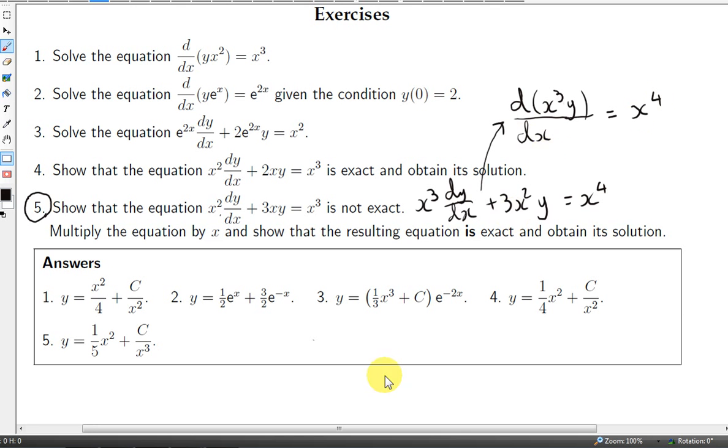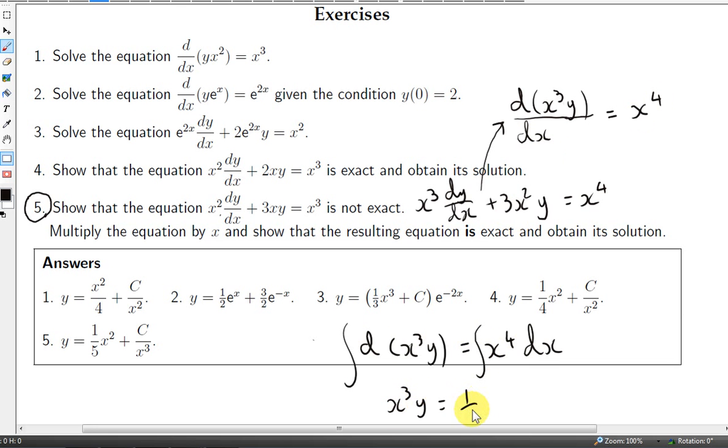Let's just quickly solve this. I'll just write it down here. We have d of x cubed y equals x to the 4 times dx. So we integrate both sides. So we get x cubed y equals 1/5 x to the 5 plus a constant. Finally, we divide across by x cubed. So we get 1/5 x squared plus c over x cubed.